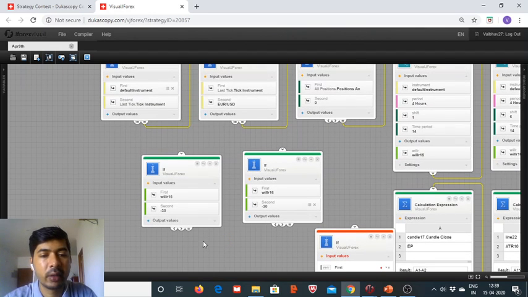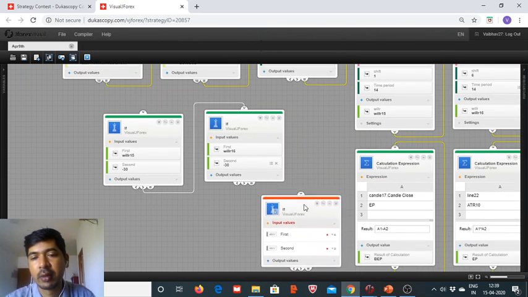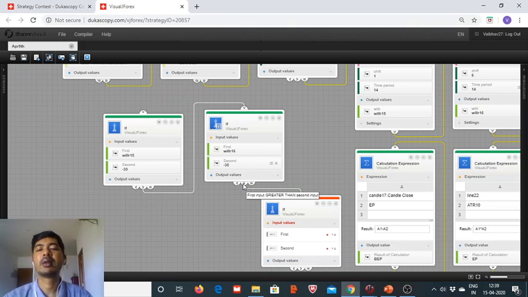And here we want the value to have been greater than -30. Okay, first input greater than the second input.